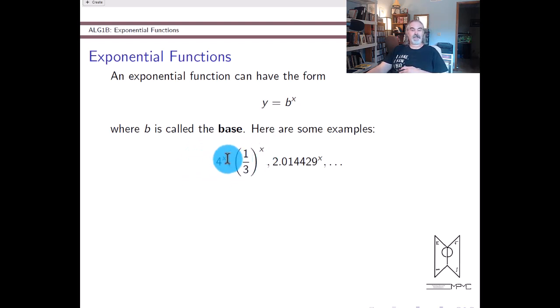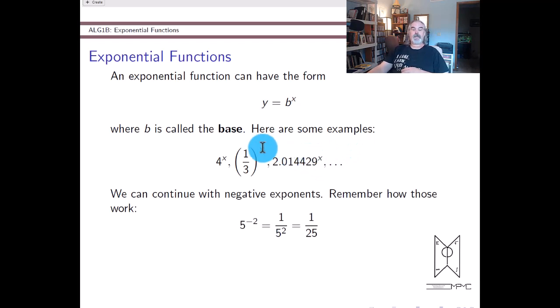Here are some other examples with various bases, like 4 to the x is an exponential function. 1/3 to the x is an exponential function. Now, the difference between these two is that as x gets bigger and bigger, you can probably imagine that 4 to the x is going to get bigger, bigger, bigger. As x gets bigger and bigger, the 1/3 to the x, though, is going to get smaller and smaller, because you're going to be looking at things like 1/9 and 1/27 and 1/81 and a bunch of numbers in between. Here's one where the base is just a weirdo number, but that's okay. I don't know that we'd ever need to use that, but it's all there.